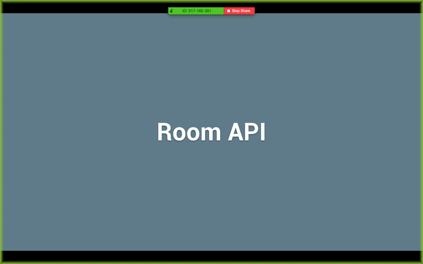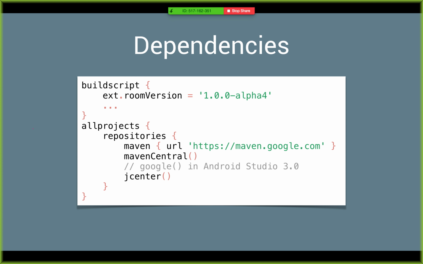Okay, let's get started with the Room API. To use Room, you have to add the Google repository in the project's build.gradle. If you are using Android Studio 3.0, you just have to put google(). In Android Studio 2.3, you have to put this Maven repository here. In fact, Room is already in alpha 5. I forgot to update this slide.